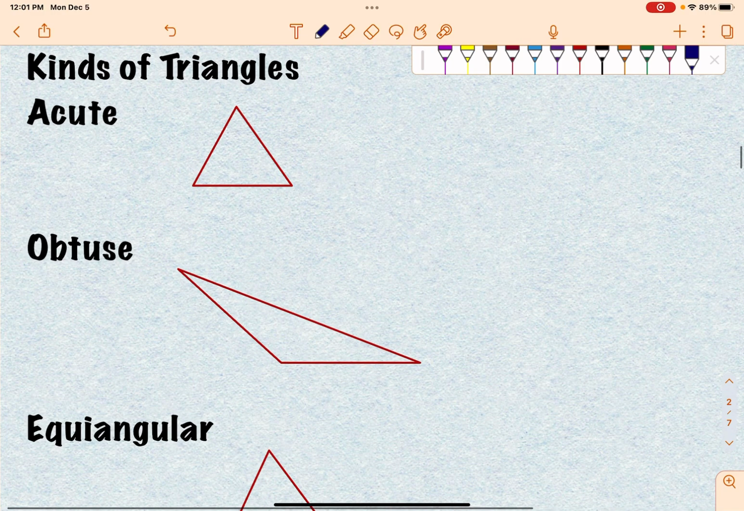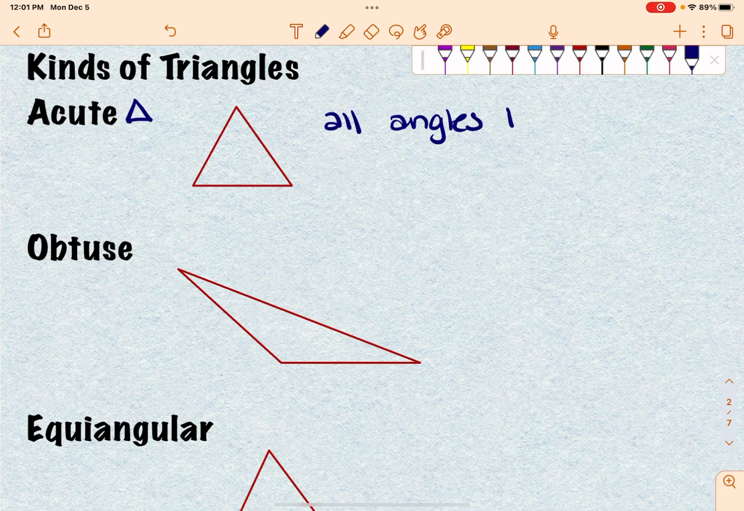Now, let's talk a little bit about some vocabulary that has to do with triangles. And this is one that they get used a lot. So I want to make sure that you're good with this. So if I have an acute triangle, then that means that all of the angles are less than 90 degrees. So I know that if I have three of those angles, they are going to be less than 90 degrees.